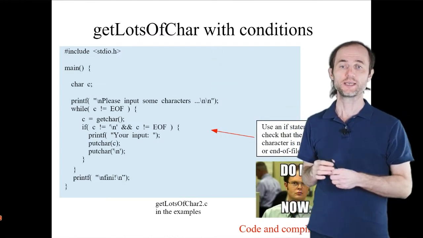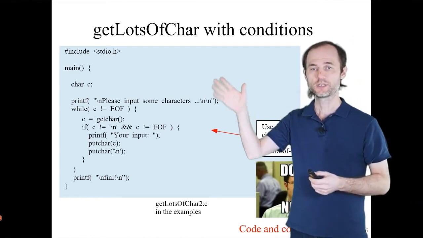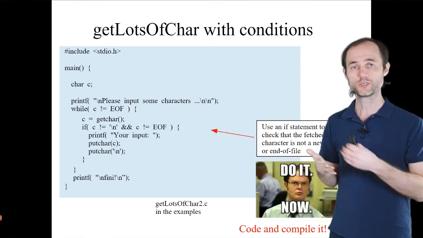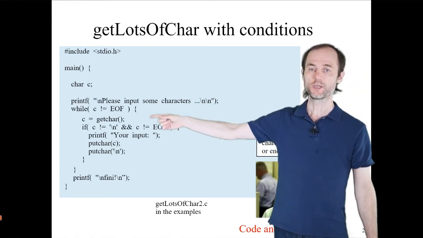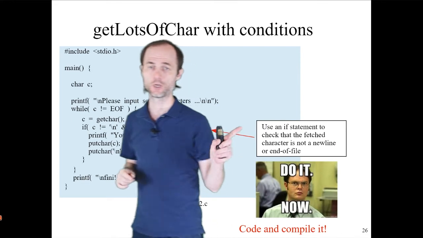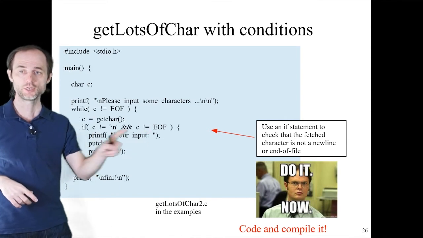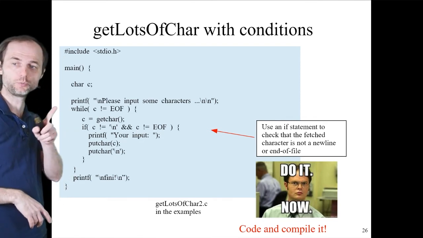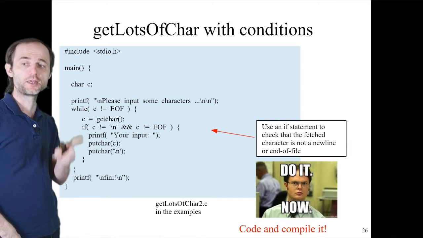So we will call this get lots of cars, and we're going to include conditions here. So the beginning is very similar. There is still the same exact bug where we need to define the value of C. We need to initialize the C to any value other than the end of file. We are going to input a character as before, but now we're going to check. Is the fetched character a new line or end of file? If it is not, then we're going to print out the character, print out a new line, and then we're going to continue looping. However, if it is an end of file, then we're going to call it quits.